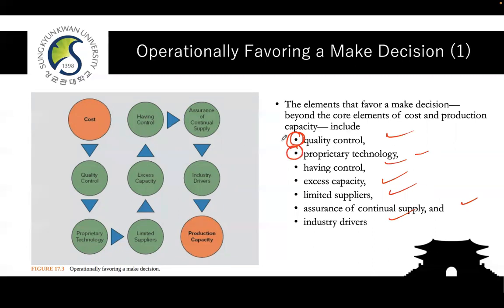And proprietary technology: if the technology is proprietary, it's very important to keep it confidential. Of course, we don't want to share it with our suppliers or other stakeholders, because it's the very key to the success of the company. We want to maintain control. And if we still have excess capacity, why should we buy? It's better to work at full capacity, so it's better to make. And if we have limited suppliers, then we don't have another choice but to make it ourselves.